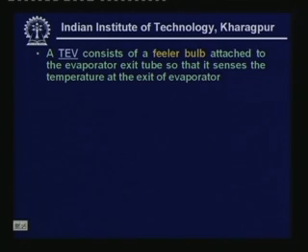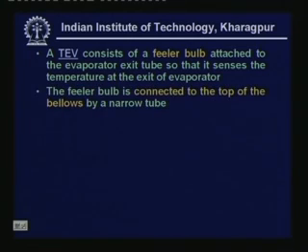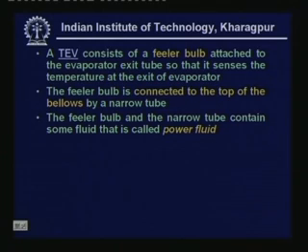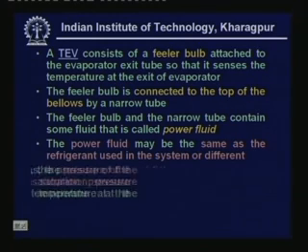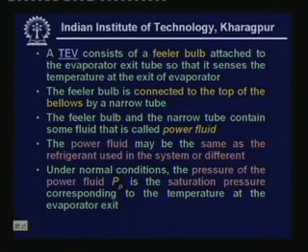So, now let me describe the working principle of a thermostatic expansion valve. A thermostatic expansion valve consists of a feeler bulb attached to the evaporator exit tube so that it senses the temperature at the exit of evaporator. The feeler bulb is connected to the top of the bellows by a narrow tube. The feeler bulb and the narrow tube contain some fluid that is called power fluid. The power fluid may be the same as the refrigerant used in the system or different. Now let me show the picture of that.